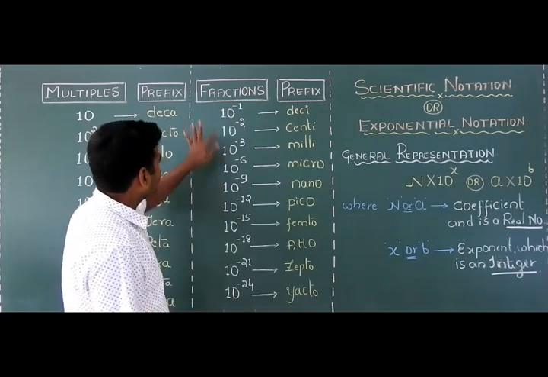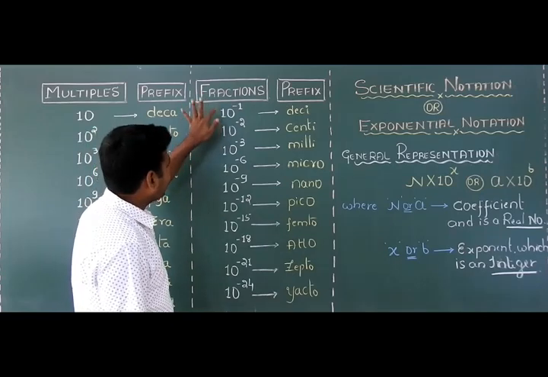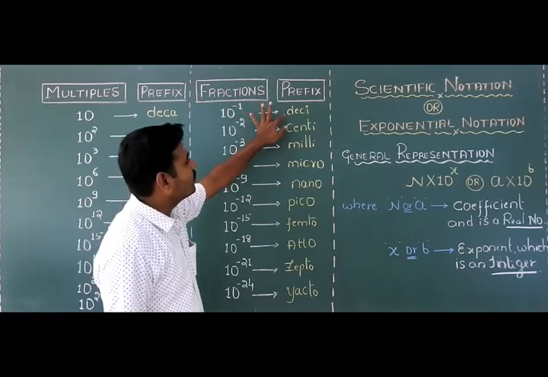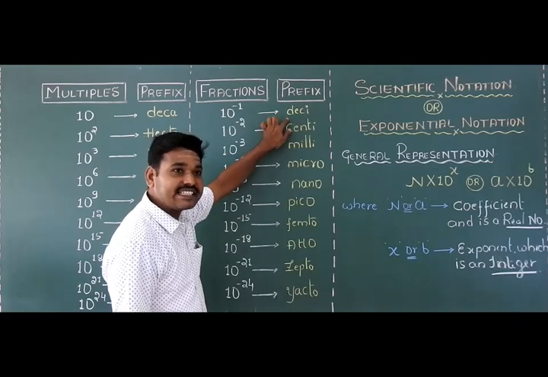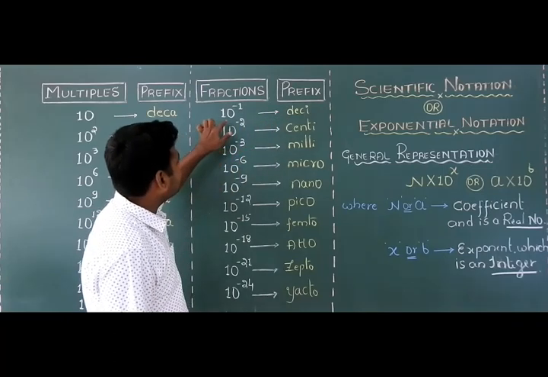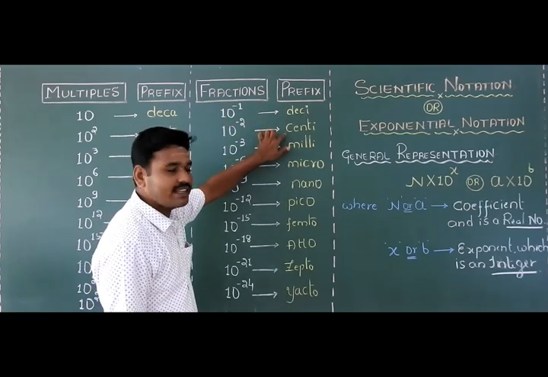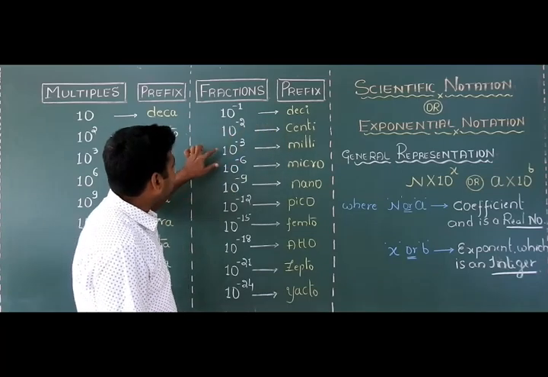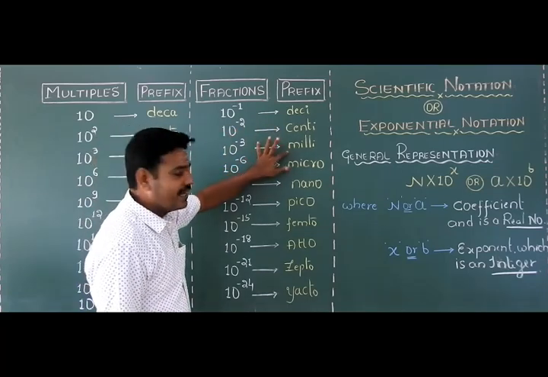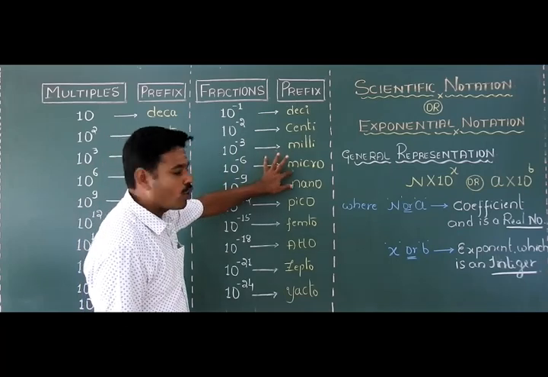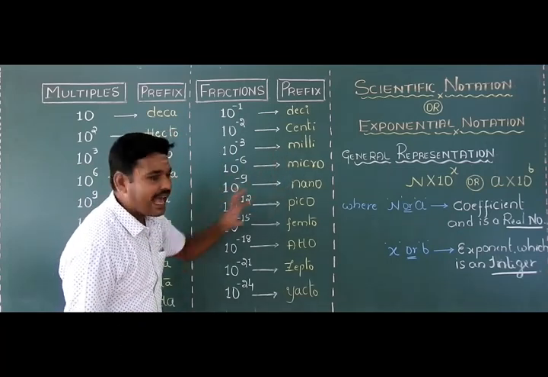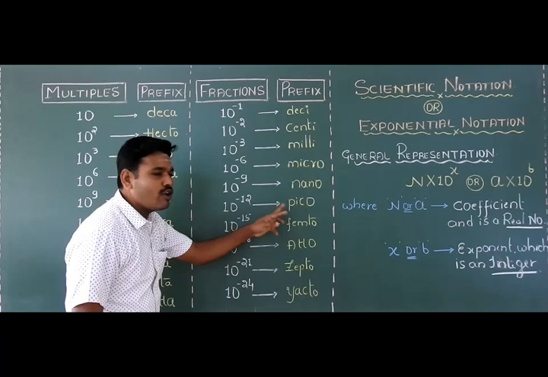So here all these are nothing but the commonly used fractions in the SI system. 10 raised to minus 1 means the prefix word for this fraction is deci. 10 to the power of minus 2, the prefix word is centi. Similarly, 10 raised to minus 3, milli. 10 raised to minus 6, micro. 10 raised to minus 9, nano. 10 raised to minus 12, pico.